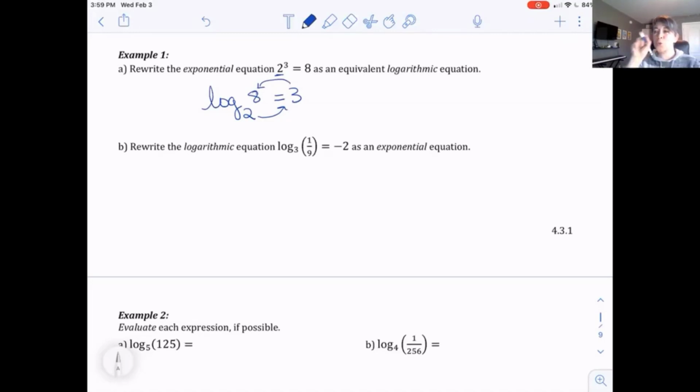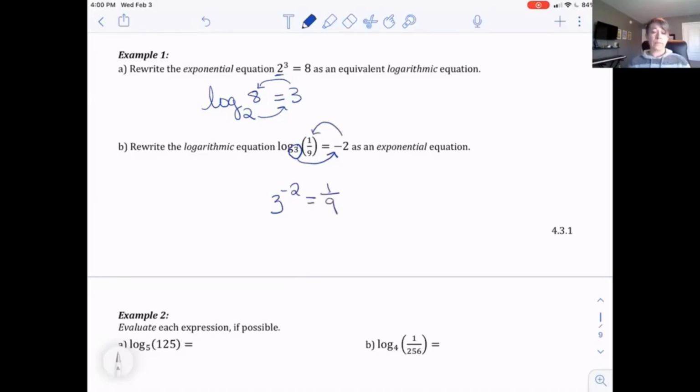Again, you can kind of see where the swirly-do comes from. So just always start with your base. So in part B, we want to rewrite the logarithmic equation log base 3 of 1/9 equals -2. Base 3 is going to be the base of our exponent. So we have 3 to the power of -2 equals our argument, which is 1/9.